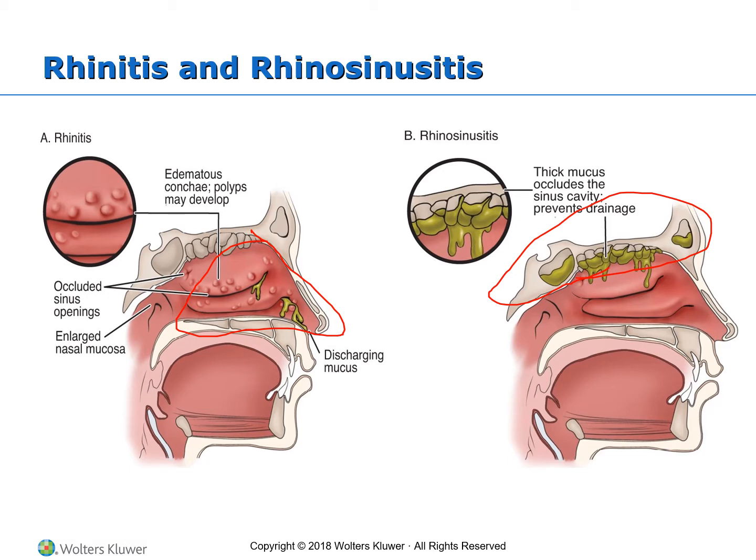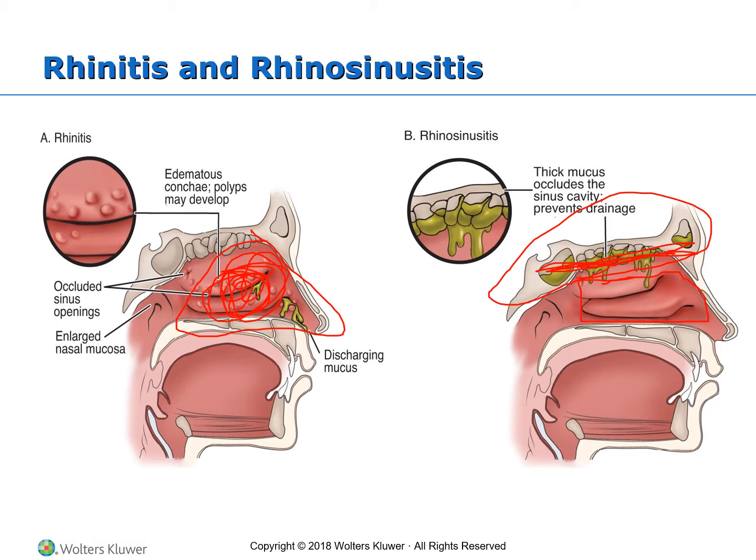Rhinosinusitis is an inflammation of the parasinus cavities as well as the nasal cavity. It generally will follow another respiratory infection or cold, and that's because you have inflammation here, and because of this inflammation and this all being inflamed, your sinus cavities here cannot drain, and so that fluid sits. It's nice, warm, and dark, and is a great place for bacteria to grow.